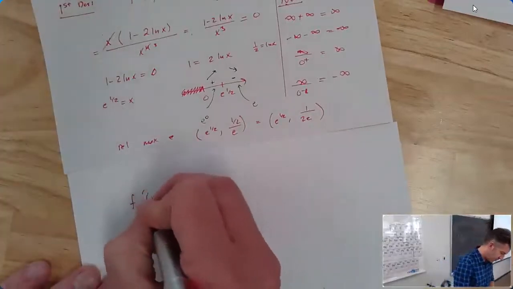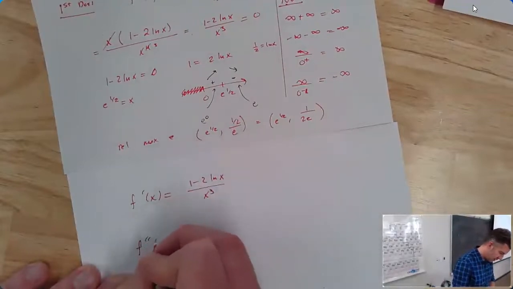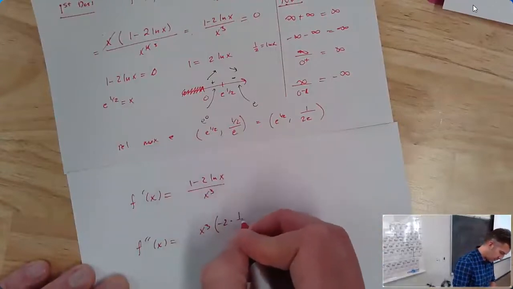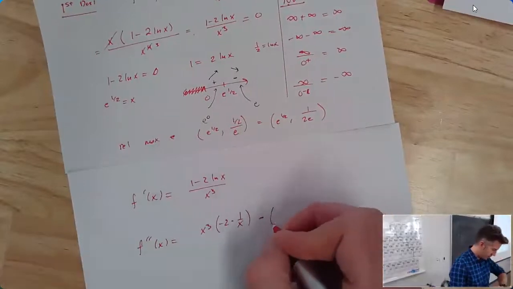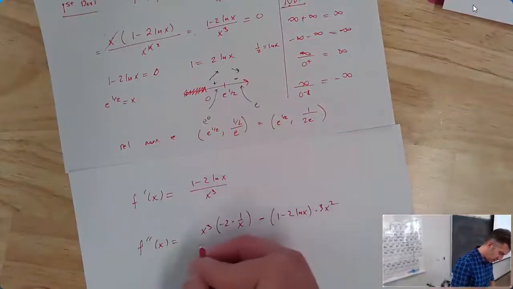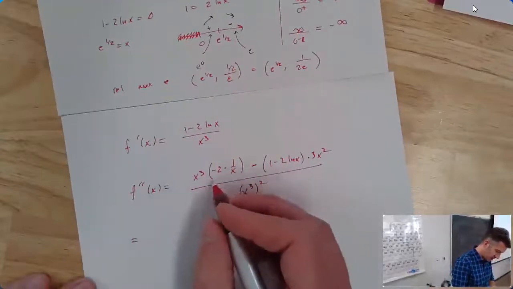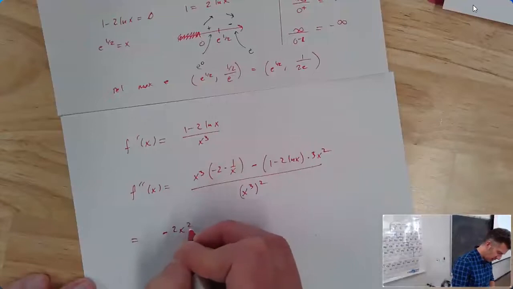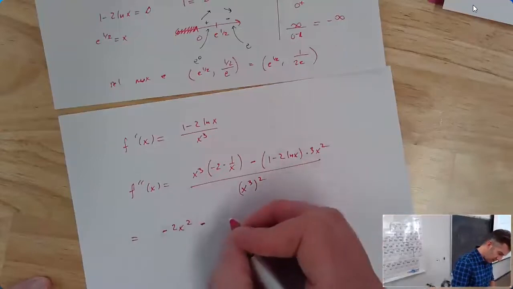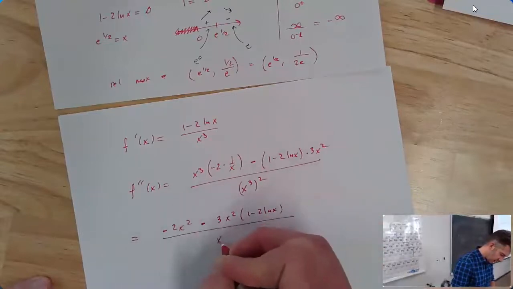So look at my first derivative, which is 1 minus 2 natural log of x over x cubed. My second derivative is going to be bottom times the derivative of the top, which is -2 times 1 over x, minus the top times the derivative of the bottom, which is 3x squared, all over the bottom squared. So simplifying here, I've got x cubed over x and -2x squared. And then I've got, oof, this is kind of gnarly, minus a 3x squared times 1 minus 2 natural log of x over x to the 6th.